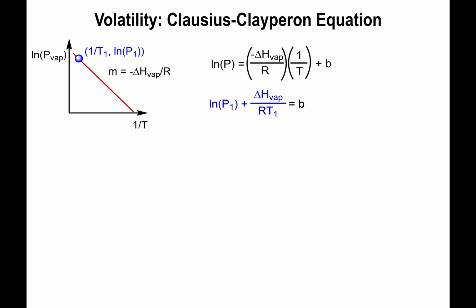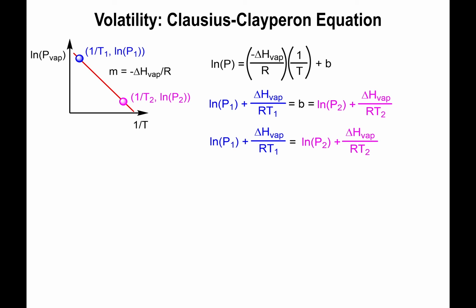But you could easily select a second data point, P2 and T2, where ln of P plus delta H over RT will still equal the y-intercept. Therefore, ln of P plus delta H over RT for the first set will equal the same format for the second set. If you rearrange this, in other words, bring the ln of P1 to the right side and move the delta H vap over RT2 to the left side, you're going to end up with the following format for the equation. Now, anytime that you subtract logs, you can combine the things inside the logs as a division. So ln of P2 minus ln of P1 is the same thing as ln of P2 over P1.